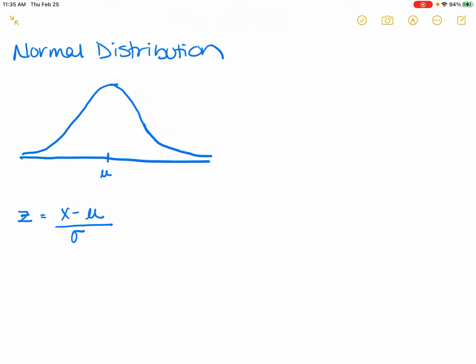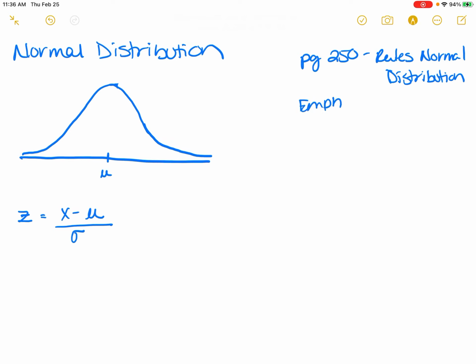All right, let's talk about normal distribution. So on page 250 of your book, there are the rules around normal distribution. And I think one of the biggest things to think about when you think about normal distribution is that the rules emphasize symmetry.